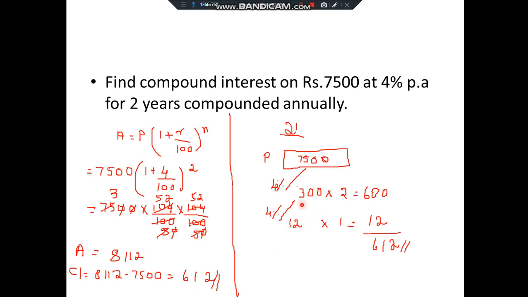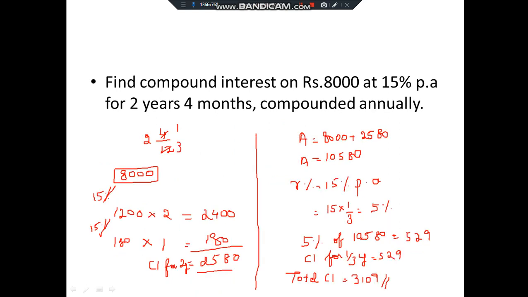Since it is the 2-1 method, we'll multiply 300 by 2 and 12 by 1. So 300 into 2 is equal to 600 and 12 into 1 is equal to 12. On total, you get 612. See how easily we found this. So you try solving in all methods, even the fraction method and successive percentage method, then only you'll get used to this method. See the next question.